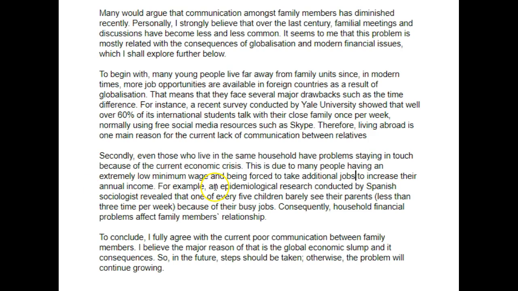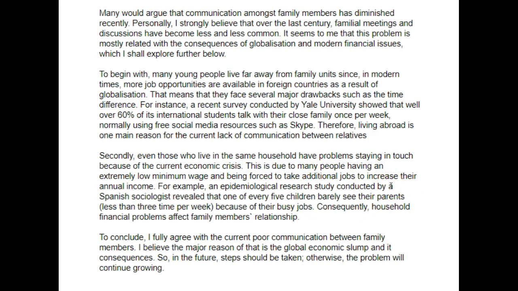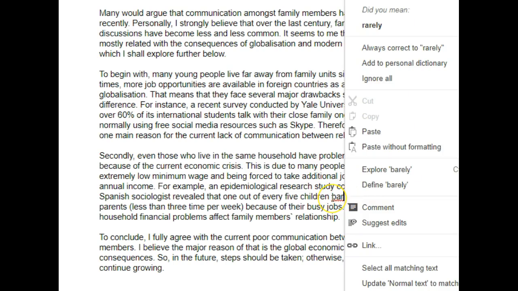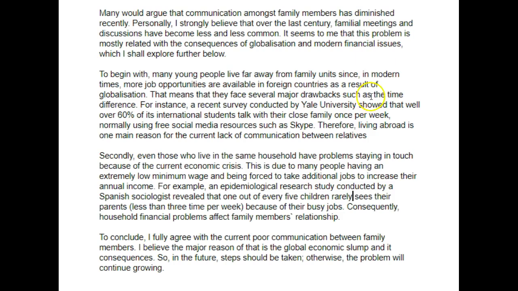For example, an epidemiological research study conducted by a Spanish sociologist revealed that 1 out of every 5 children sees their parents less than 3 times per week because of their busy jobs. I think rarely actually would be better. Thanks, Google Documents. Consequently, household financial problems affect family members' relationships. Yeah, that's actually fine. That's focused, it's well expanded, it's supported.